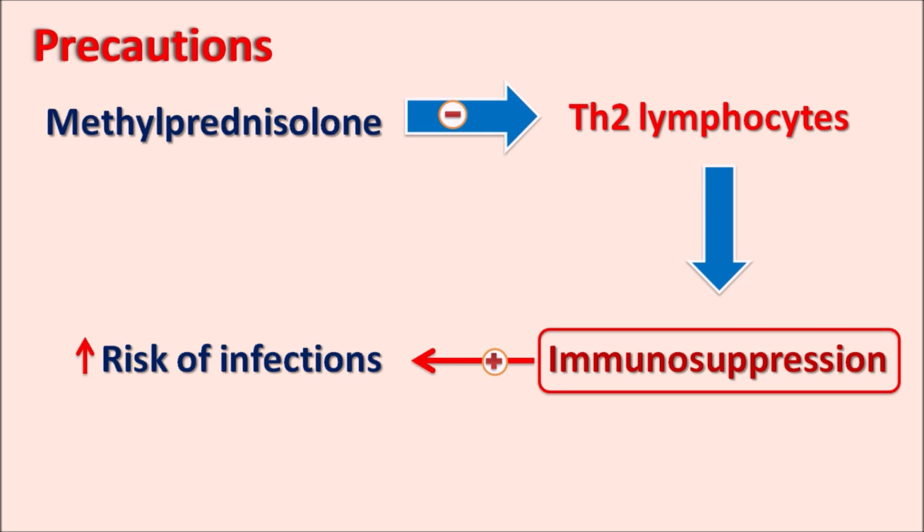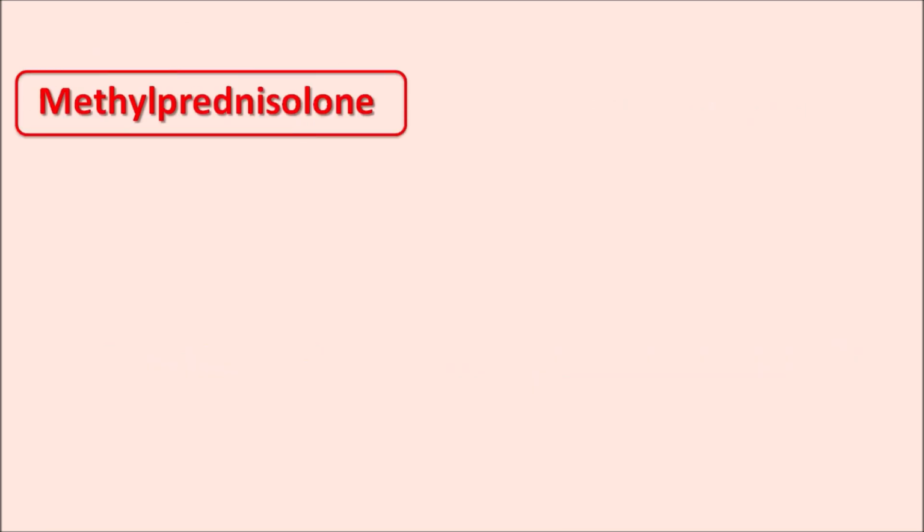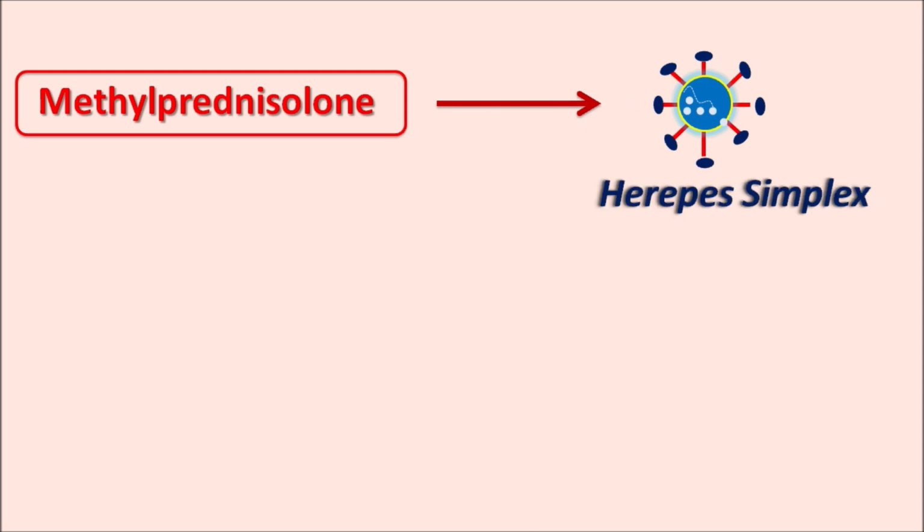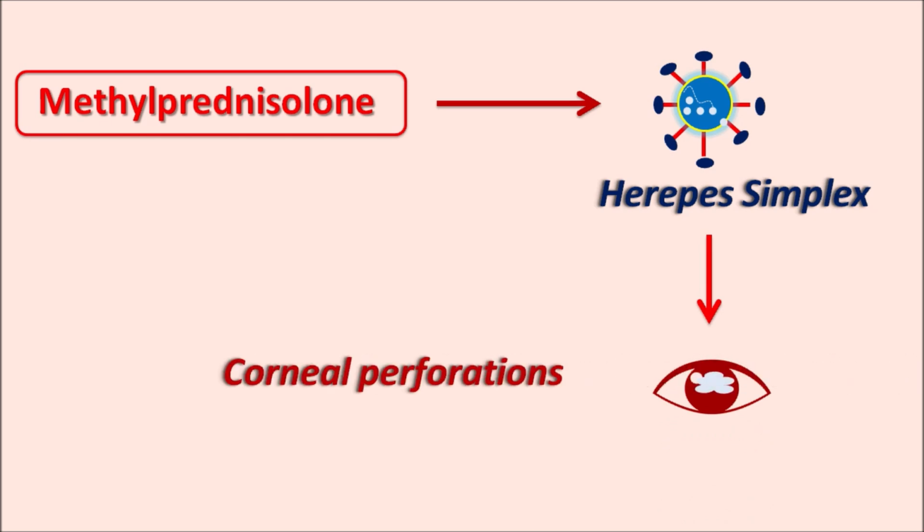One of the important ones is that methylprednisolone can increase the risk of herpes simplex infections. So when methylprednisolone is used at a high dose, it can increase the herpes simplex infections such that it can affect the eye and it can precipitate corneal perforations. So this drug should be carefully given in the patients who are at risk of herpes simplex infections.